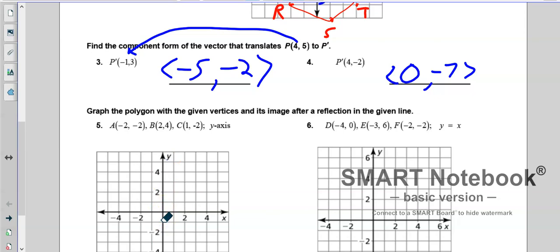So you just got to pay attention to the directions. This is asking you, how did you get from this one to this one? See, notice the prime there? That's the new point.